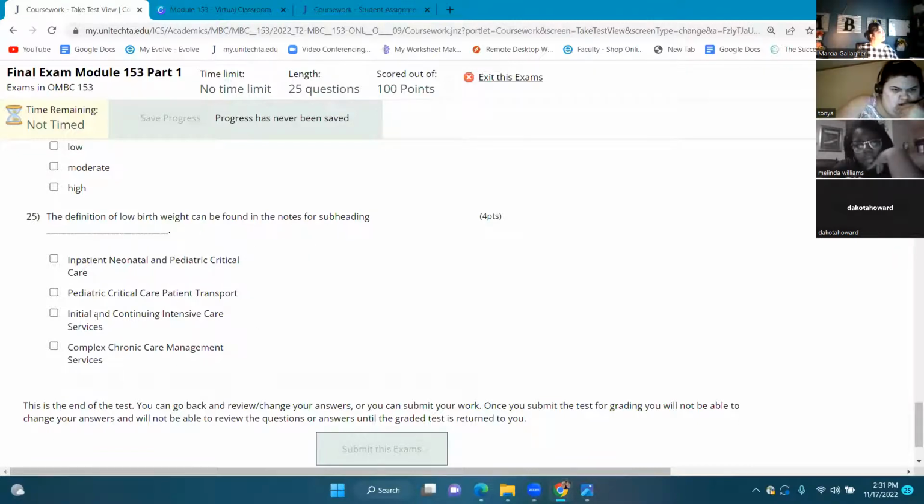Wait a minute. It's going to be the definition of low initial birth and continuing intensive care services. Neonatals before they're born. Pediatric is more than, I don't know why it's not pediatric. Just take my word for it.